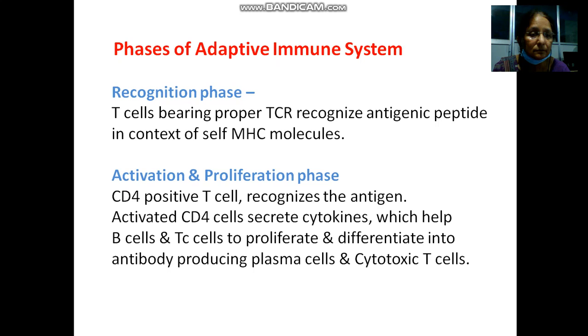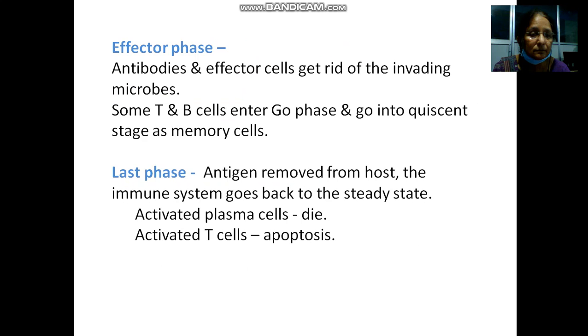Phases of the adaptive immune system: the recognition phase, where they identify the antigen; the activation and proliferation phase, where CD4 positive cells recognize and proliferate into plasma cells and cytotoxic cells, B cells and T cells. Effector phase, where antibodies and effector cells get rid of the invading microbes and some of them turn into memory cells. The last phase, they come to the homeostasis state, and activated plasma cells die and activated T cells undergo apoptosis.